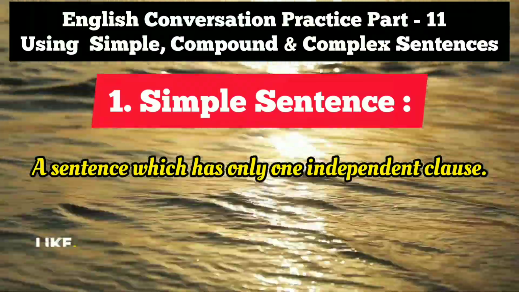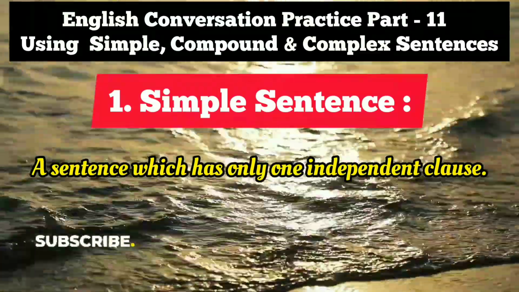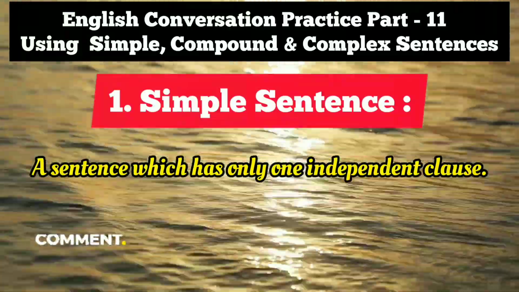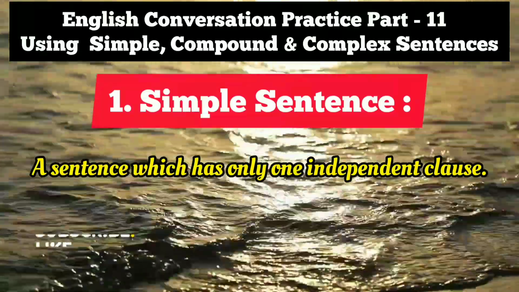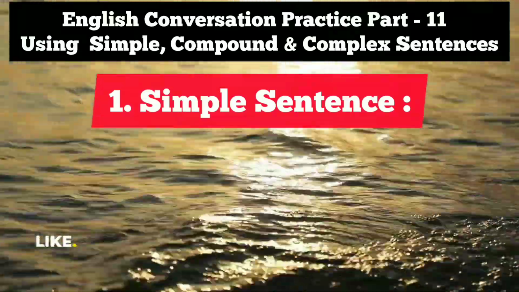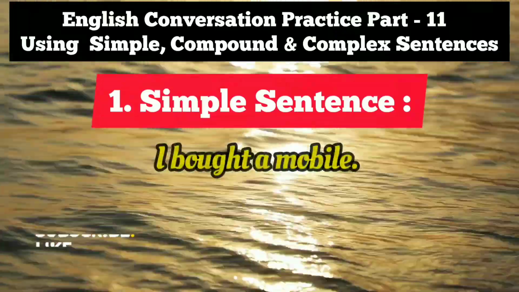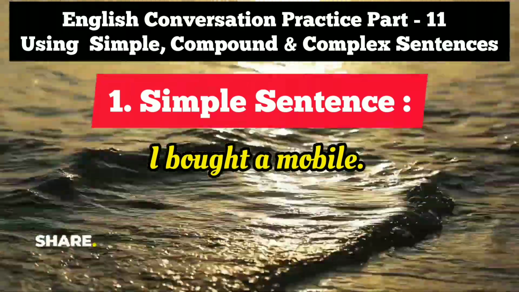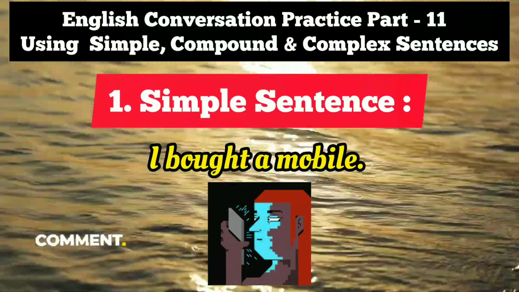I already mentioned that it has only one independent clause. That means it conveys only one complete thought in that particular sentence. Let me show you some basic examples of simple sentences. The first one, I bought a mobile. It's a very simple sentence, conveying one message, and there is only one independent clause.